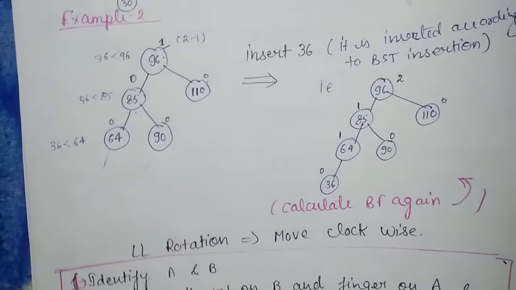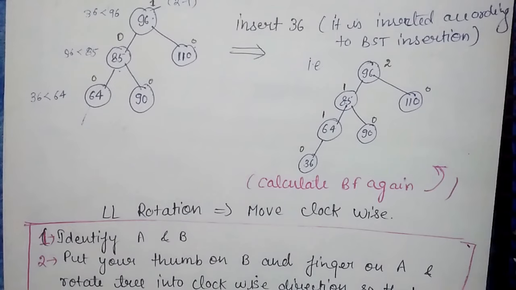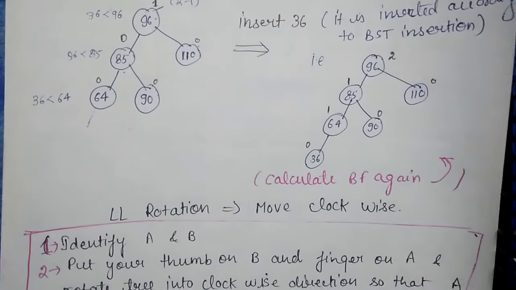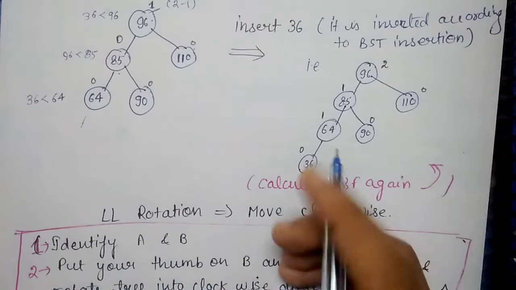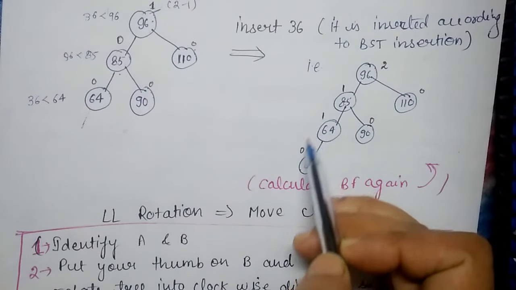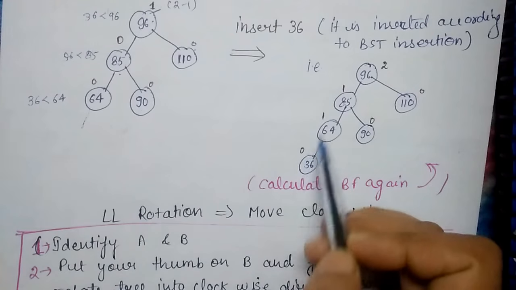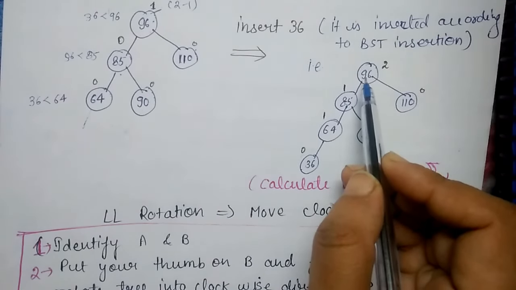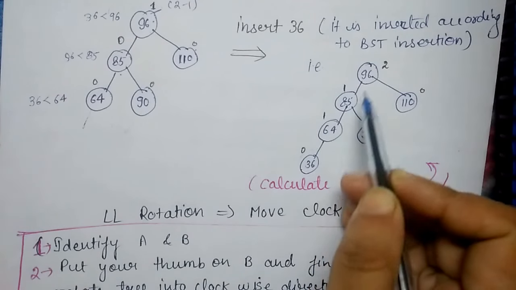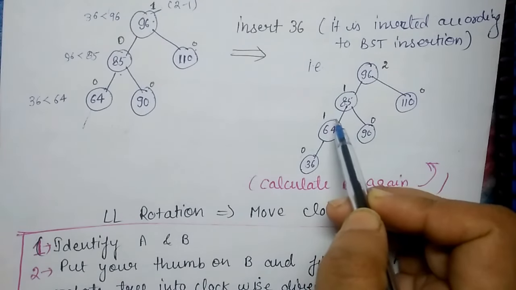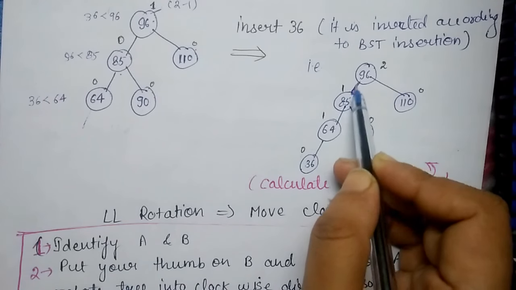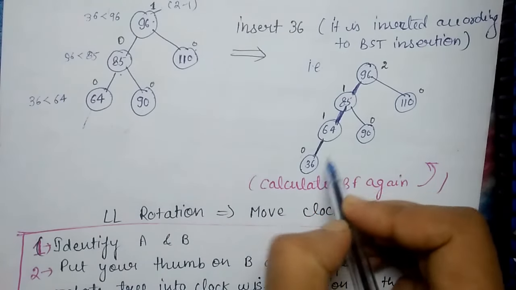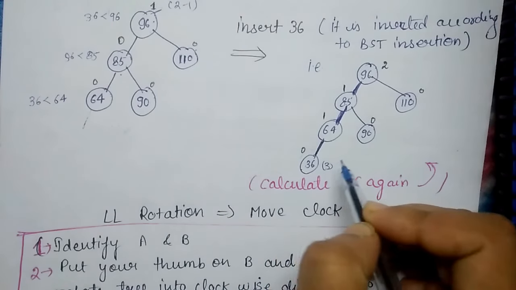After that we will calculate the balance factor of the tree. Now, if you calculate the balance factor, what is the maximum height in the left subtree? If we go along this path, the height is 1, 2, first edge 1, 2 and 3. So in this way we are finding the height 3.